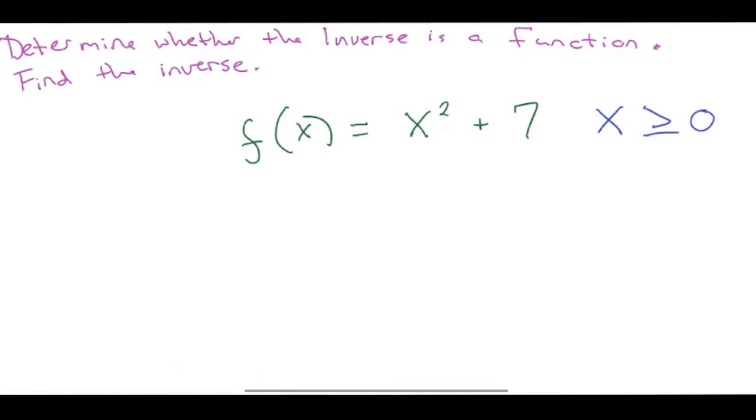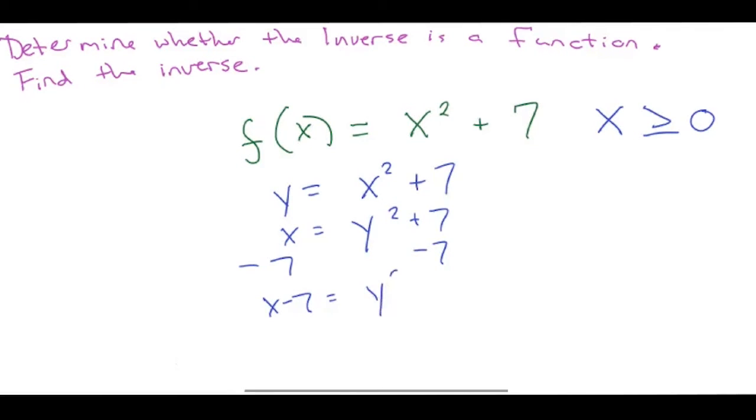So let's find the inverse. So y equals x squared plus 7. Swap x and y. X is equal to y squared plus 7. Subtract 7, subtract 7. So x minus 7 equals y squared. Take the square root of both sides. So y is equal to the square root of x minus 7 when x is greater than or equal to 0.